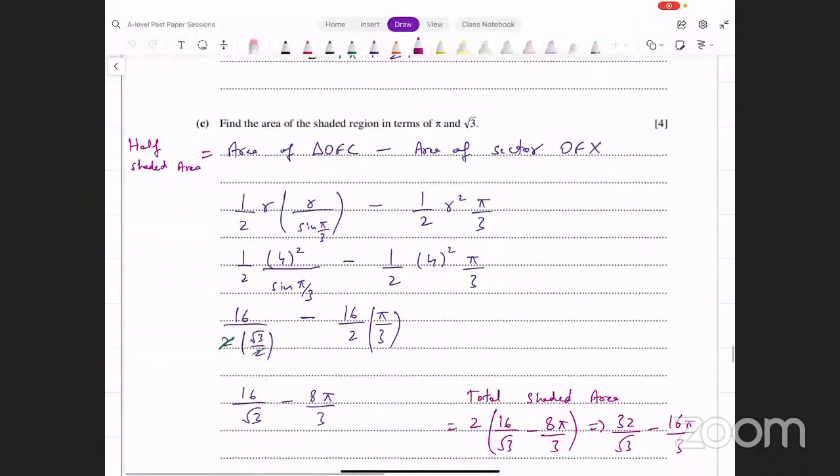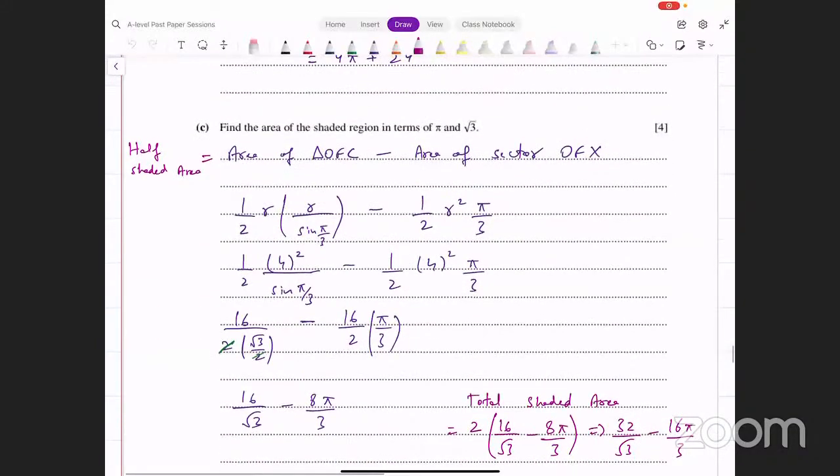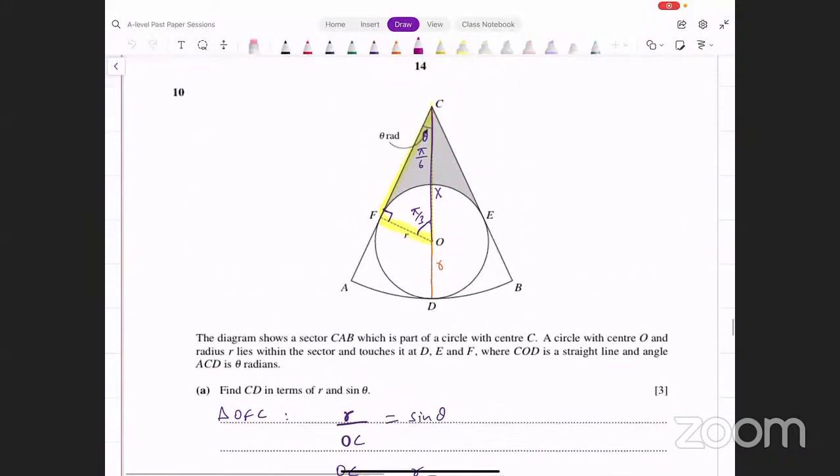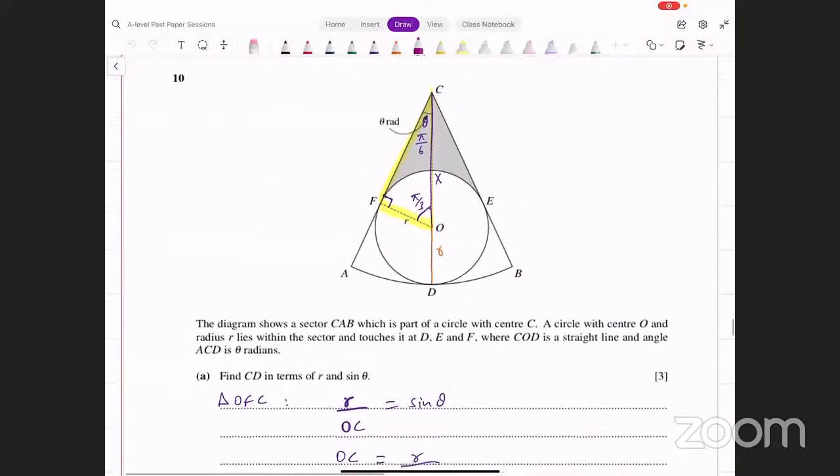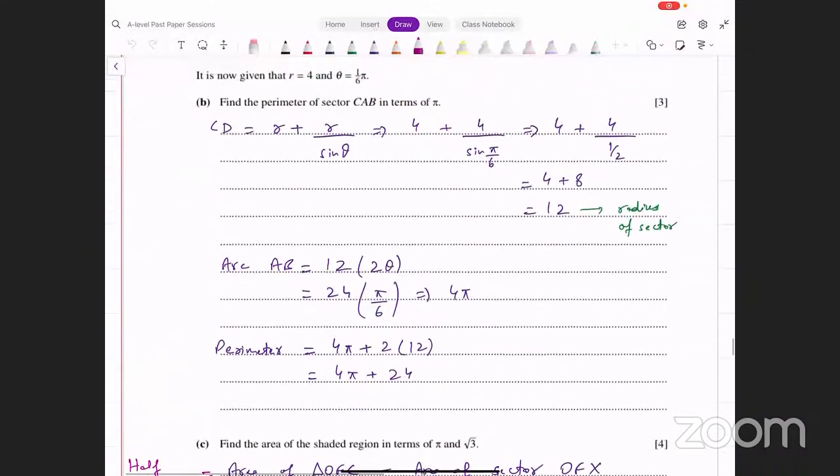Area of the shaded region by square root of 3. Area of हमने triangle find किया है OFC. That's R and OC. That's R square into over sine theta. That's fine.